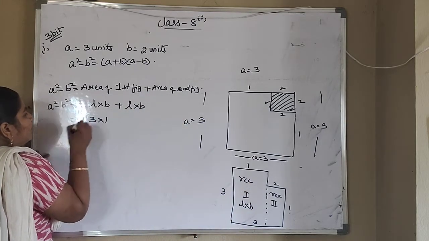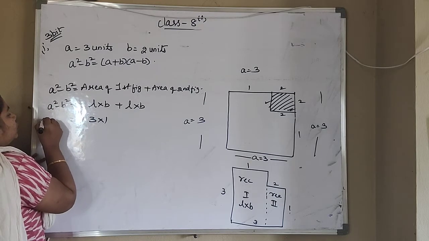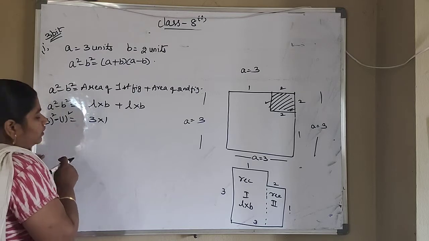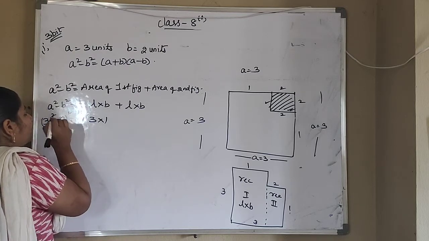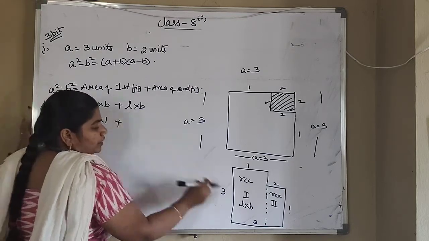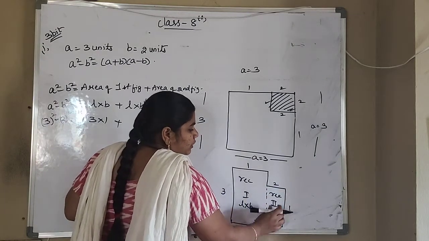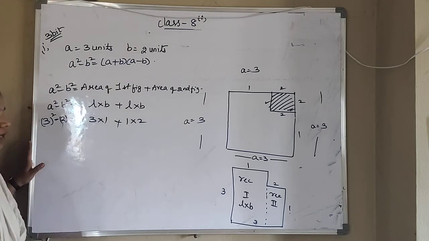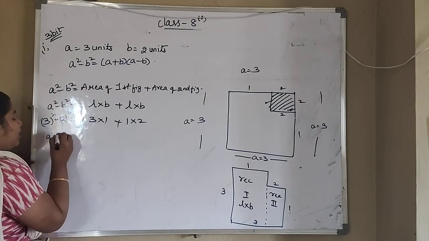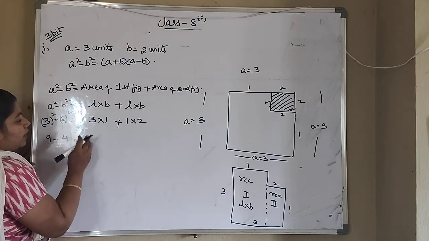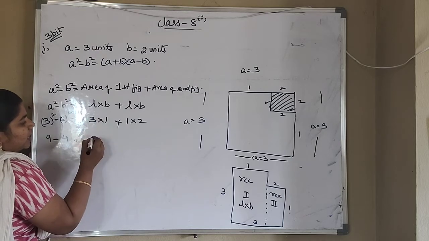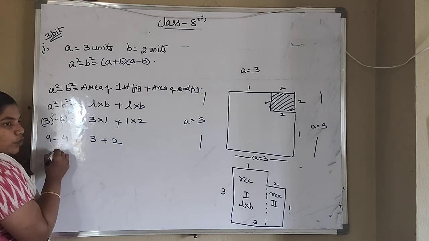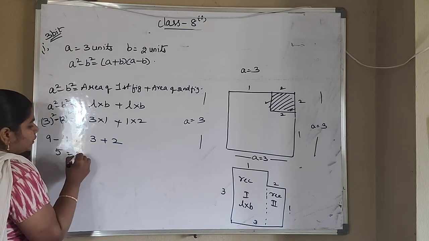So, 3 into 1. Here the a value is how much? 3 square minus 2 square. And here plus, in this case, what is the length value and what is the breadth value? 1 into 2. Okay. Now, 3 square is 9 minus 2 square is 4. Here 3 ones are 3 plus 1 twos are 2. So 9 minus 4 is 5 and 3 plus 2 is also 5.